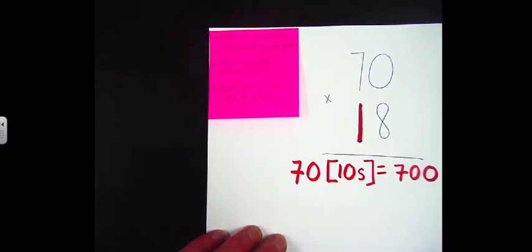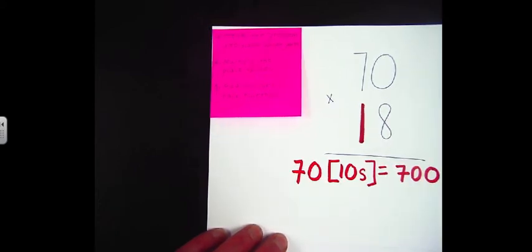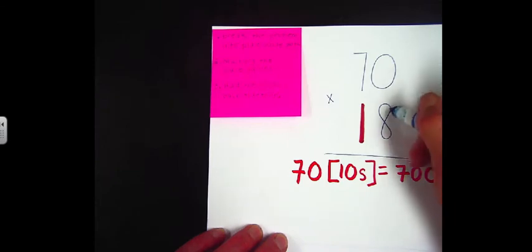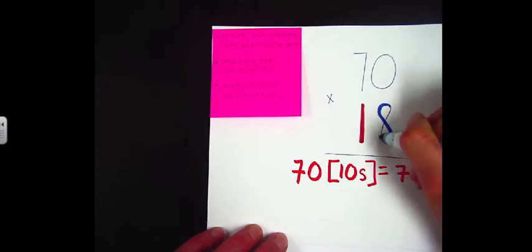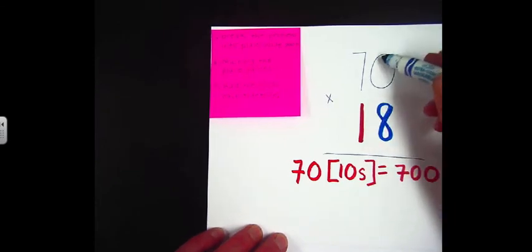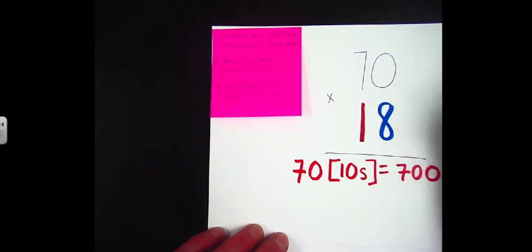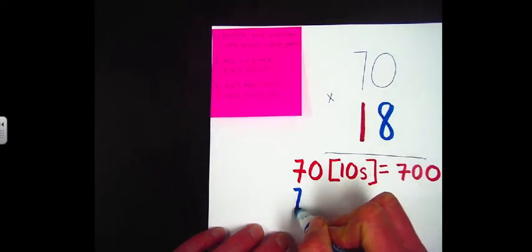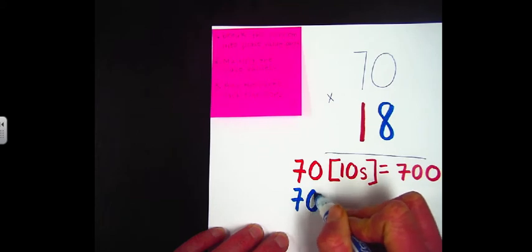Okay, not quite done yet though because I can't forget about my 8 in the ones place. So I'm going to switch colors for you here. Still going to be multiplying by 70, but this time we are going to be multiplying 70 times 8 because we have 8 in the ones place. So same thing, we're going to write this out like this.